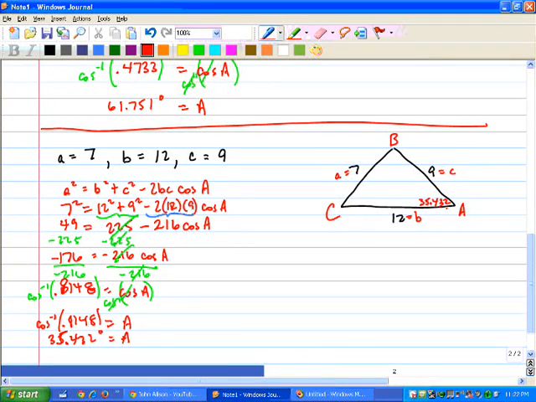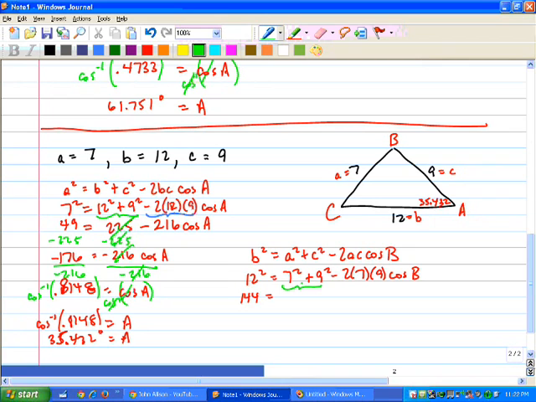Now we choose a second. Let's find angle B. We use the law of cosines version that has angle B in it. That's B squared equals A squared plus C squared minus 2AC cosine angle B. We plug in the three sides again. This time we get 12 squared equals 7 squared plus 9 squared minus 2 times 7 times 9 times cosine angle B. 12 squared is 144.